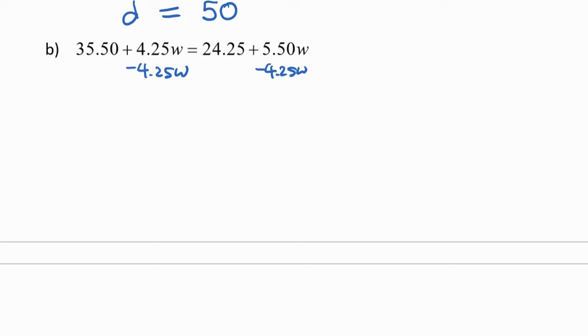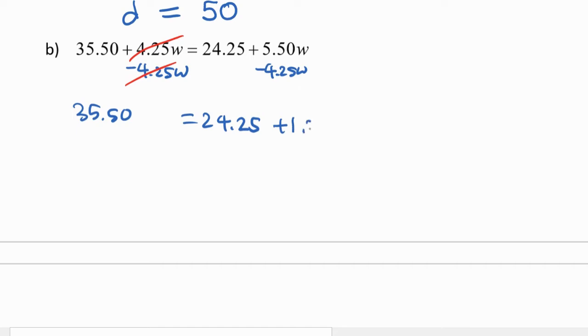It doesn't matter, you can get rid of 5.50. Okay, then what I have is 35.50, and this will be gone, equals 24.25. So let's calculate it. 5.50w minus 4.25w will be 1.25w. Okay? So you can use your calculator to calculate this.